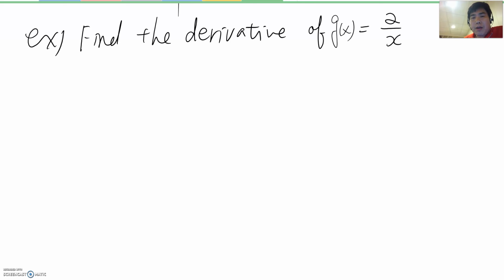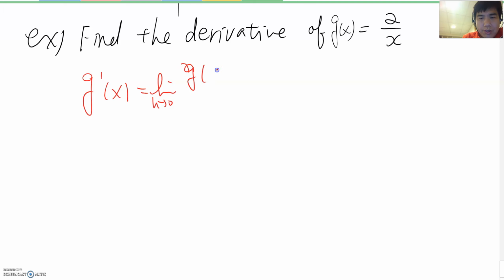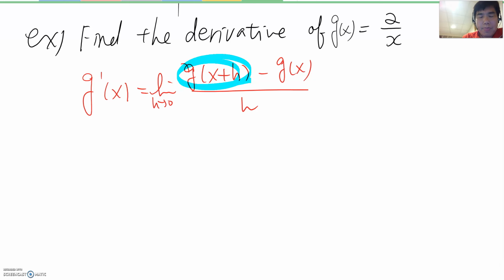So let's continue to talk about the derivative function. Look at this example: find the derivative of g(x) equal to 2 over x. Based on the given function, we can define g prime of x equal to the limit as h moves to 0 of g(x plus h) minus g(x) over h, right? Okay, so you need to find g(x plus h) first. g(x plus h) means 2 over x plus h.